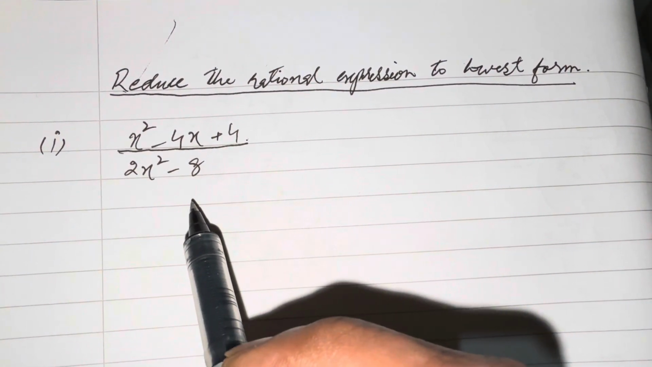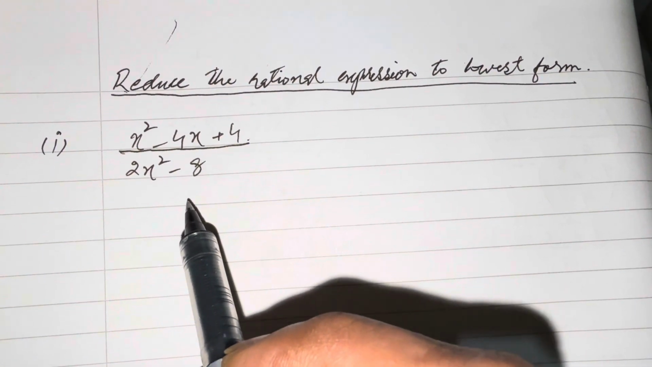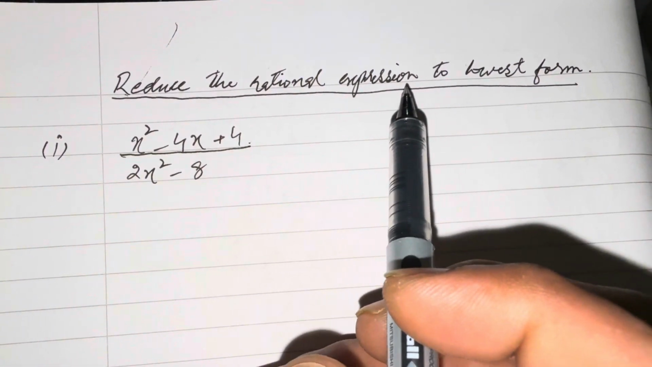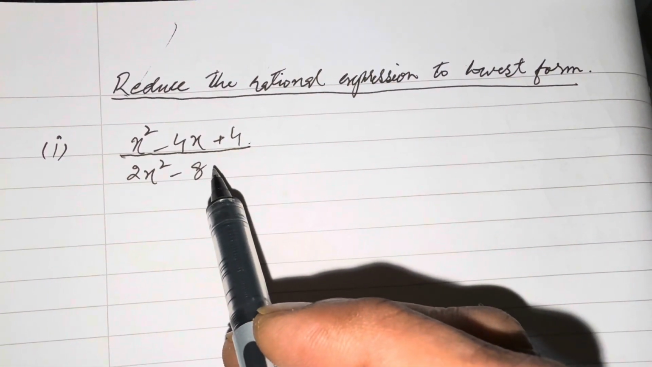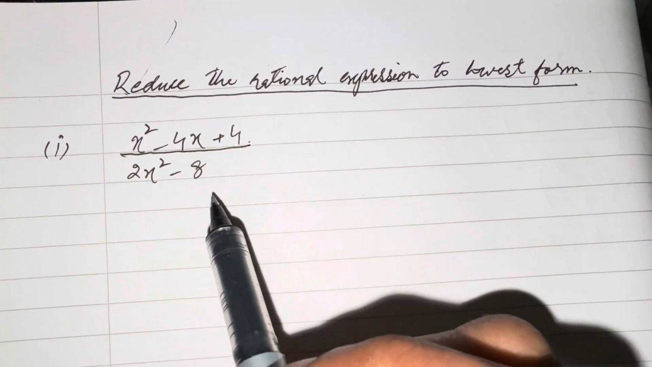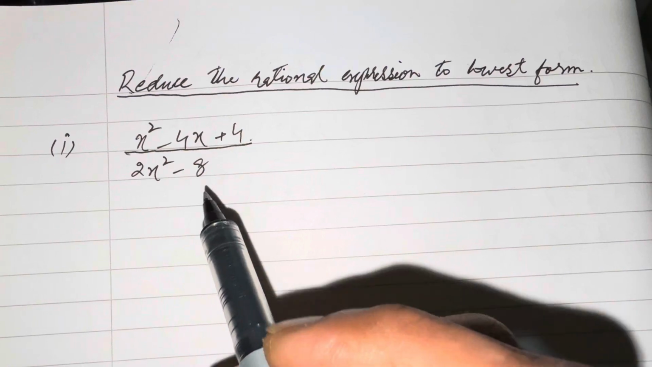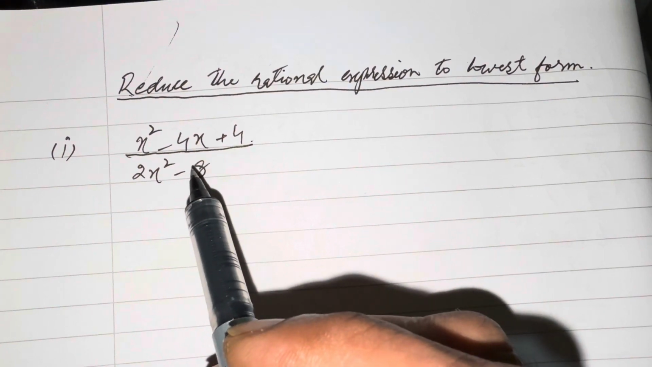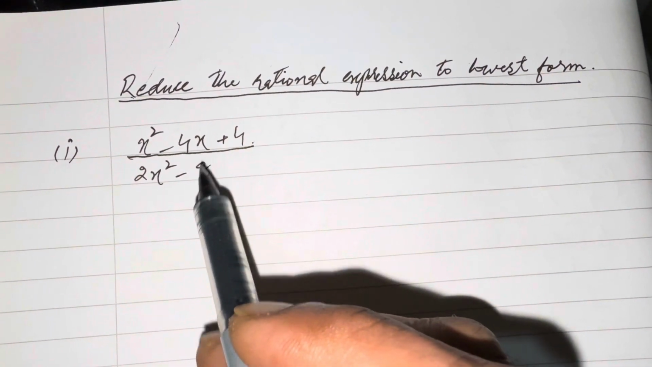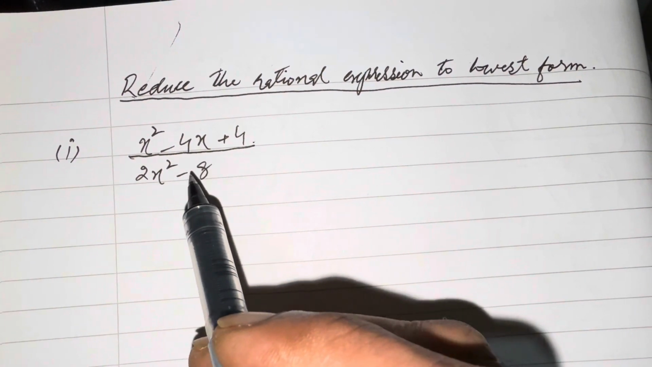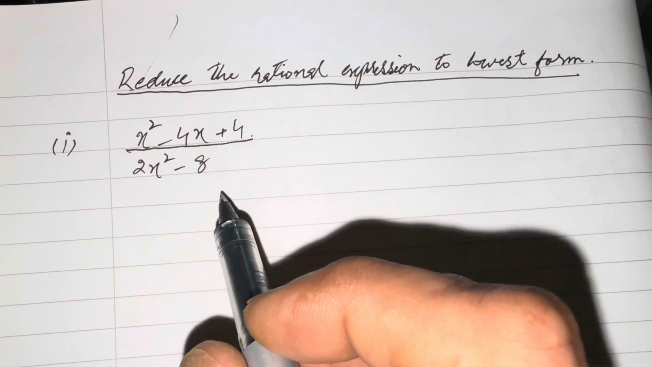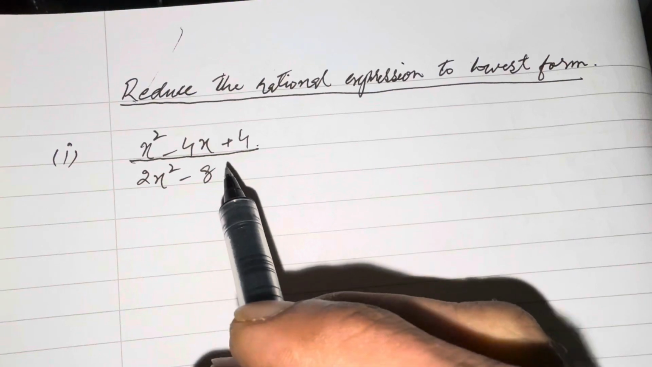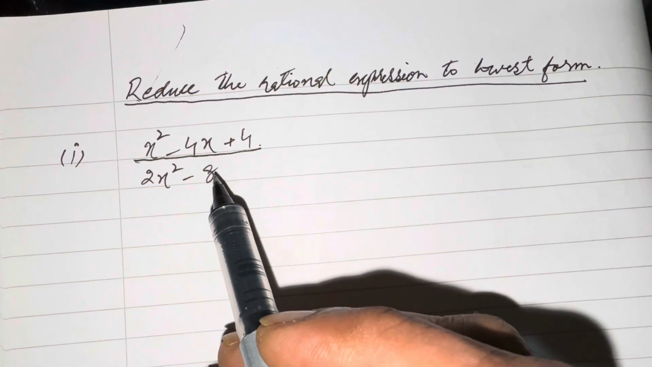I hope everyone is doing well. So let's start our new video that is about reducing the rational expression to the lowest form, as we have done in our last video. So we have taken a couple of examples in this video so that we can learn how to simplify the rational expressions to the lowest form. So if you remember, we were using the formulas to reduce these kinds of expressions to the lowest form.